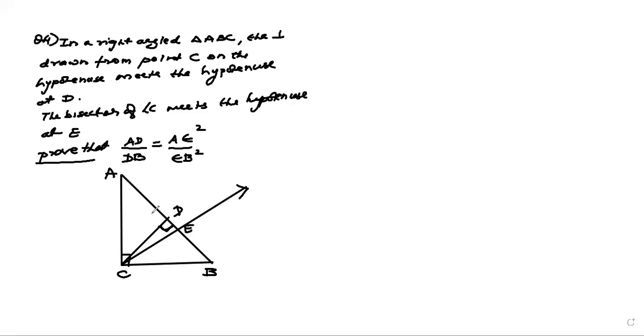Now, can you see this ratio of the segments AD upon DB? Please look at AD and DB. AD upon DB is equal to AE square upon EB square. So, can you think of a method of getting AD upon DB?